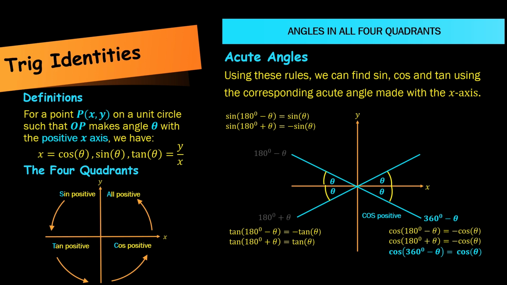And finally, let's consider cos in the fourth quadrant. Cos of 360 degrees minus theta, as highlighted, equals cos theta. However, sine and tan are both negative in this quadrant, so sine of 360 degrees minus theta is minus sine theta, and tan of 360 degrees minus theta is minus tan theta.